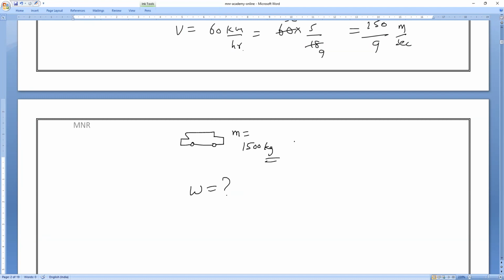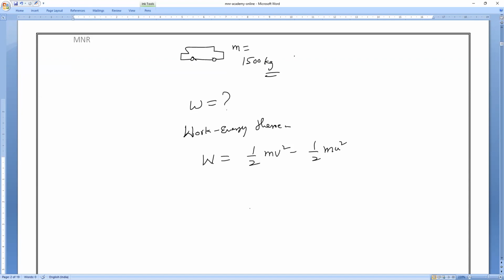Doesn't matter. Velocity is changing, so there is a concept which will come into your mind. What is the concept? Anybody? Change in velocity. Work energy theorem. So work done is equal to half mv square minus half mu square. You can solve individually or substitute directly. That is, final kinetic energy minus initial kinetic energy.